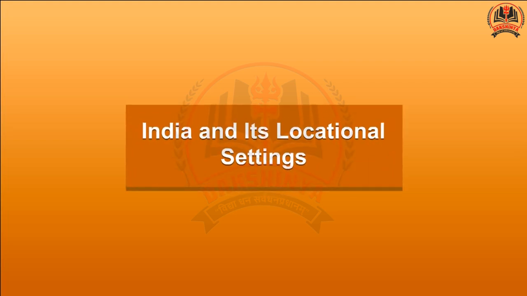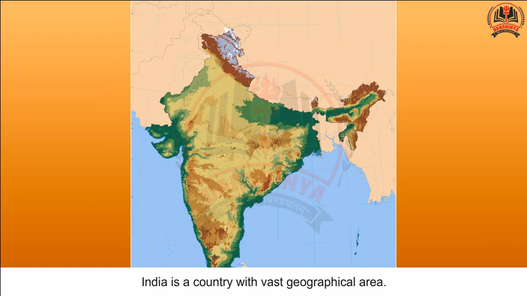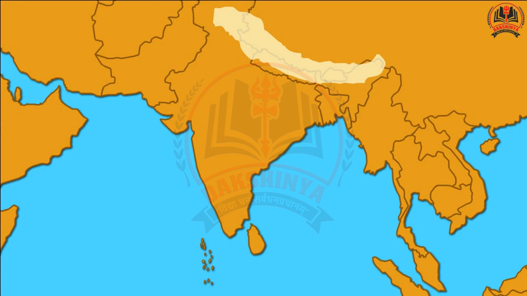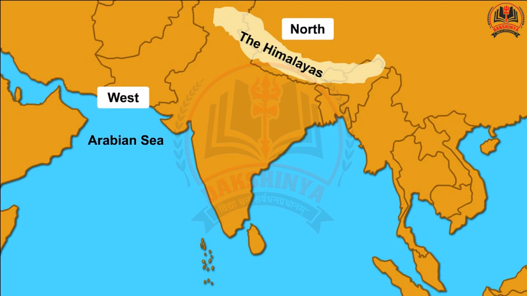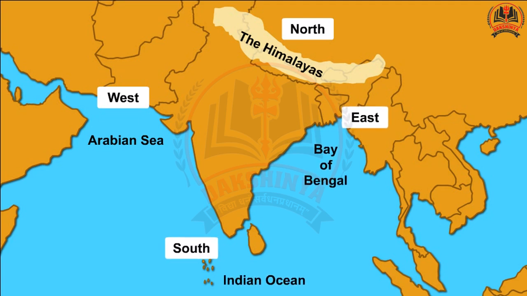India and its locational settings. India is a country with vast geographical area. India is bound by the Himalayas in the north, the Arabian Sea in the west, the Bay of Bengal in the east, and the Indian Ocean in the south.